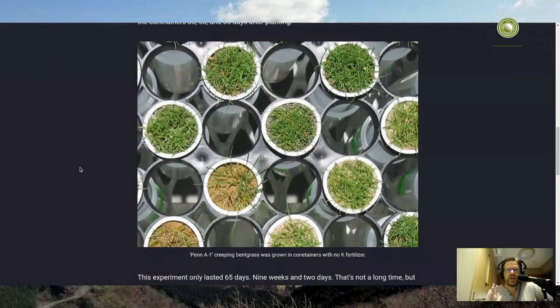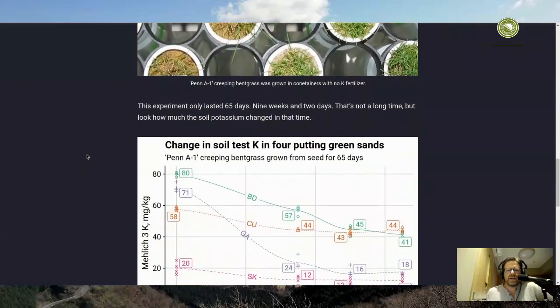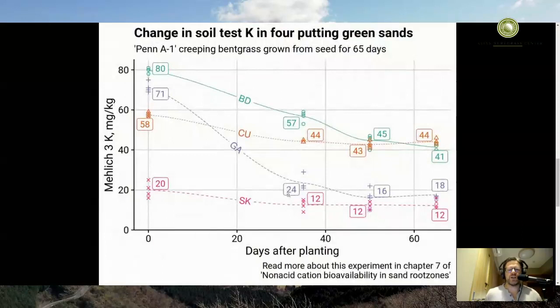So this experiment, from the time of planting to the day of the final harvest, was 9 weeks and 2 days. And that is not a long time, but the soil potassium changed a lot. I made a chart of this that you'll find in the blog post, and there's a direct link to the blog post in the show notes. And the starting potassium levels at day 0 range from 20 parts per million on the Mehlich 3 test up to 80 parts per million. So that's a 4-fold difference.